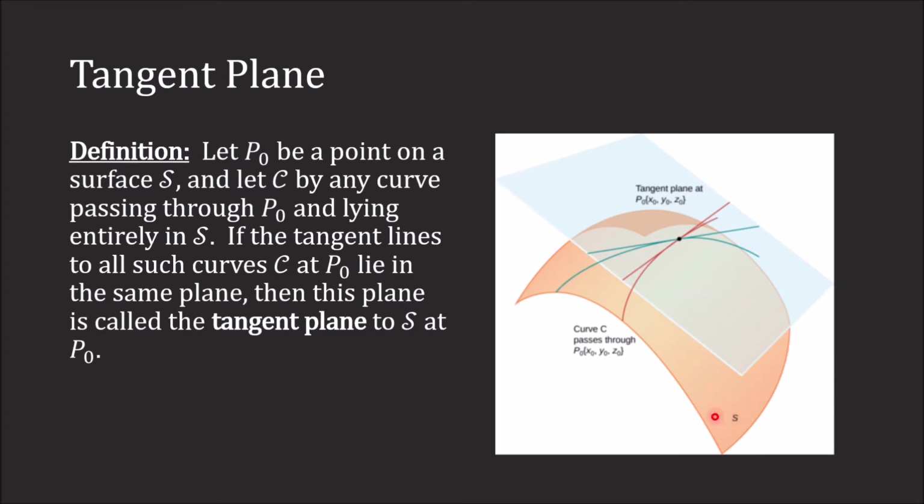So here's our surface S. Here is our curve C, passes through x naught, y naught. Here's another one. So here is a tangent line to the red one. Here's a tangent line to the green one. And we can keep going. And you'll notice that this plane will contain all of said tangent lines.